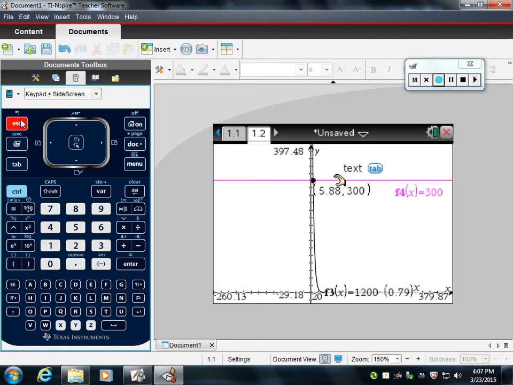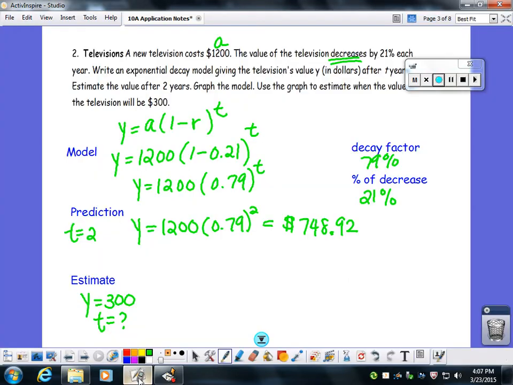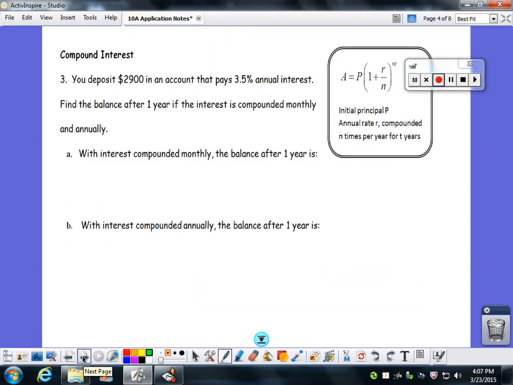Okay, so back on my screen, on my notes. So I estimate that in approximately 5.88 years, the TV is worth $300. Okay, doesn't hold its value very well. All right, so those are 2 examples of exponential growth and decay problems. Let's look now at examples of compound interest problems.